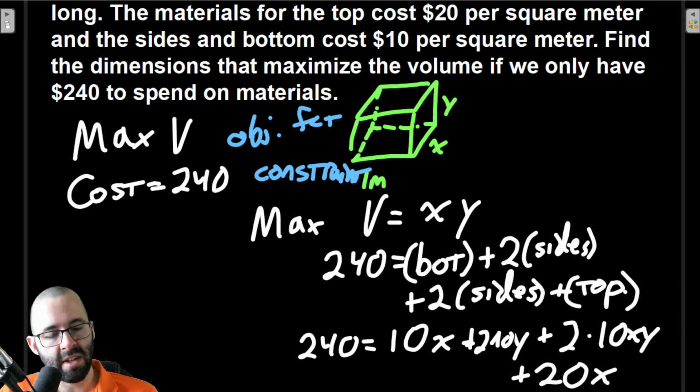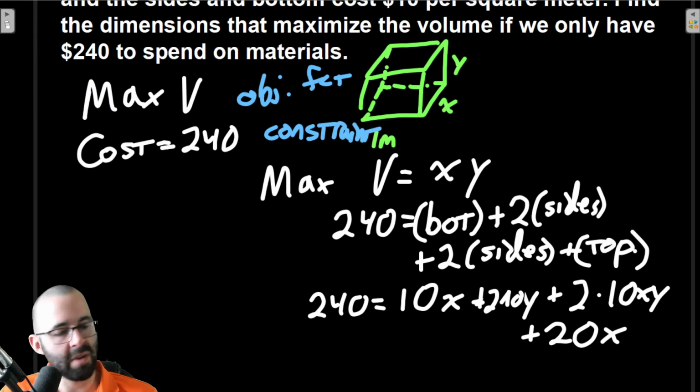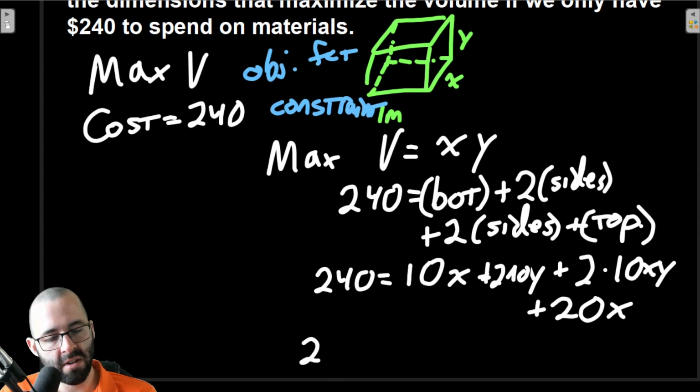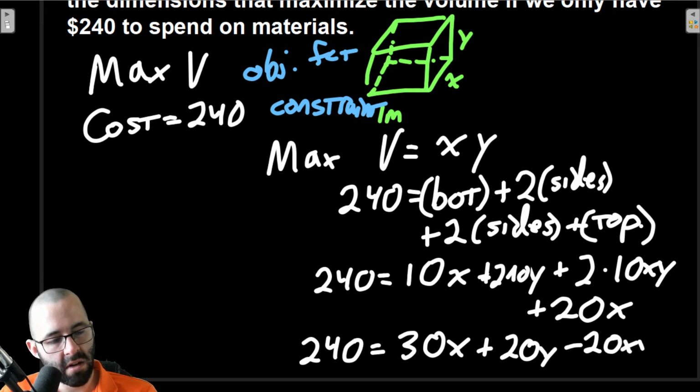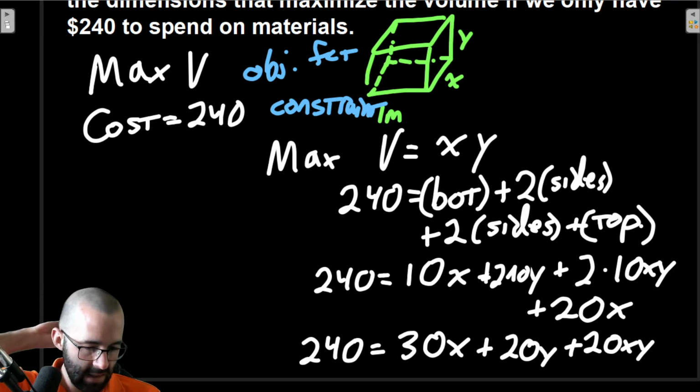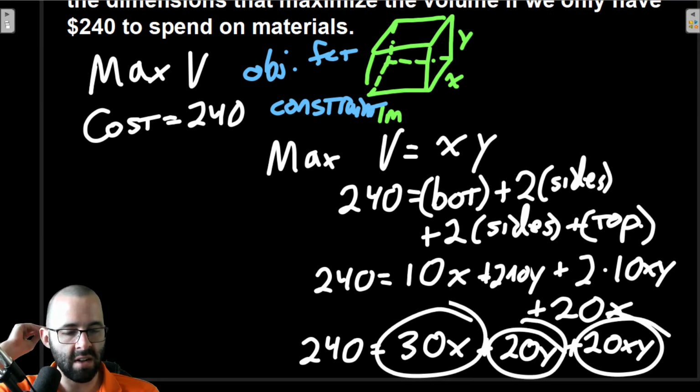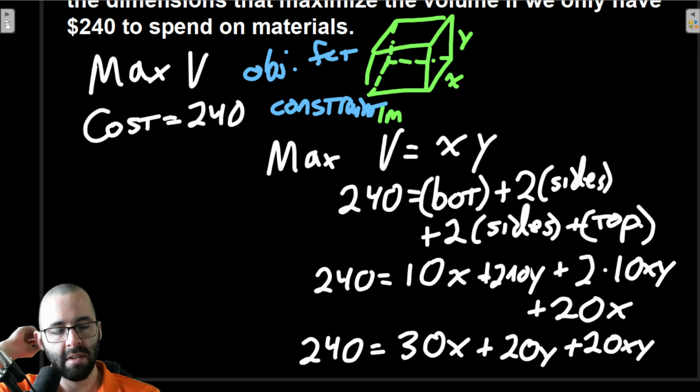So we have our volume. That's our objective function. We can simplify this constraint equation just a little bit. This is 240 equals all the x's. 10x plus 20x is 30x. And then 20y, we have that. And then we also have a 20xy. All right. That corresponds to the cost of one side, cost of another side, cost of the top and the bottom together. So let's carry that on over to the next page.